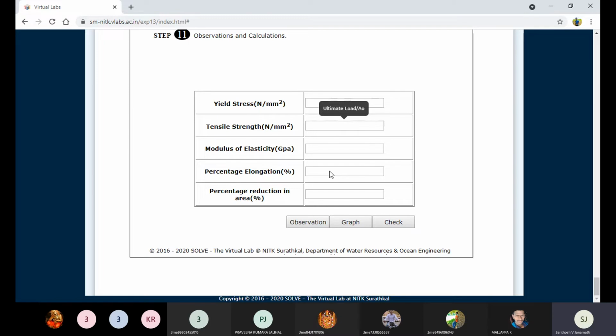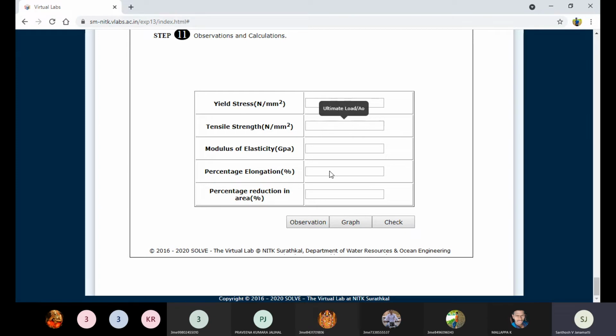Can you tell me how we need to calculate, or simplify, the percentage of elongation? Percentage of elongation is equal to what? Final length minus initial length divided by initial length into 100. Final length is around 400. Definitely the initial length will be less than that. Initially we take the measurement as around 200 mm.